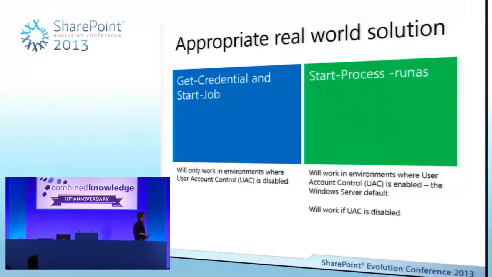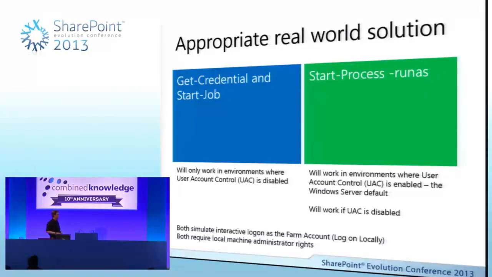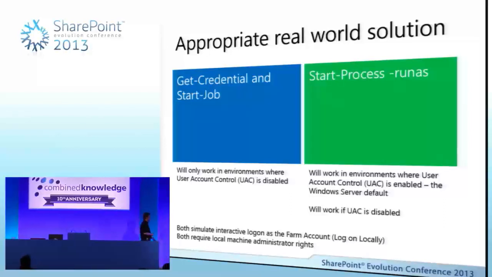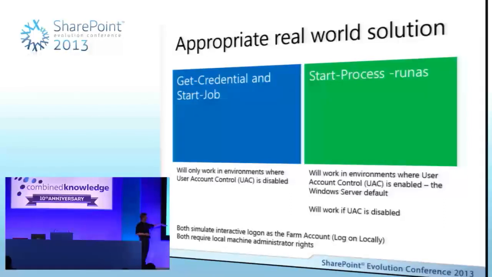Now, both of these will work. The first one works only if user account control is disabled on the server. The second one will work in both scenarios, whether it's enabled or not. So really the guidance here is to just use the second option because it doesn't matter then if user account control is enabled or not. And the net effect of this is that they're just going to simulate logging on as the farm account. So we do require log on locally for the farm account on the machine, but we're going to need that anyway later on to get the service instance running, so that's not a big concern. We also need it for regular farm operations.